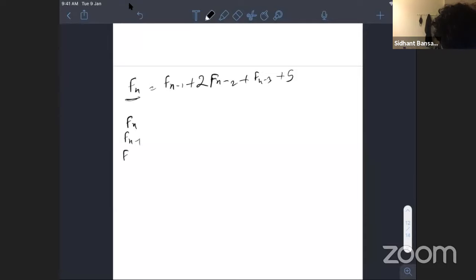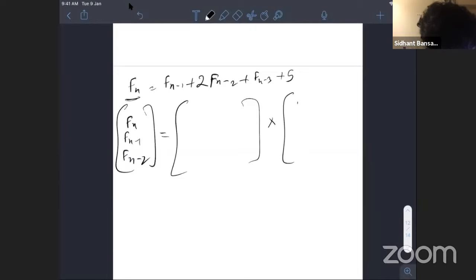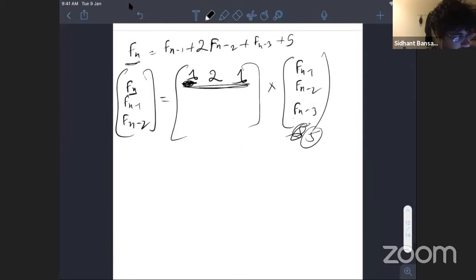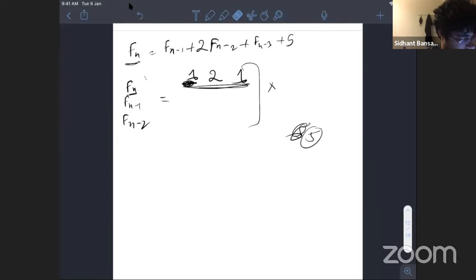Fn minus 1, Fn minus 2. Then you'll need your magic matrix, and then Fn minus 1, Fn minus 2, Fn minus 3. Now, what will be the first value of the matrix? Notice Fn is the combination of these three guys, right? So it's going to be 1, 2, 1. But we also need a 5, right? Notice we also need a 5. So this is actually incorrect. You actually need another dimension, which is 1.